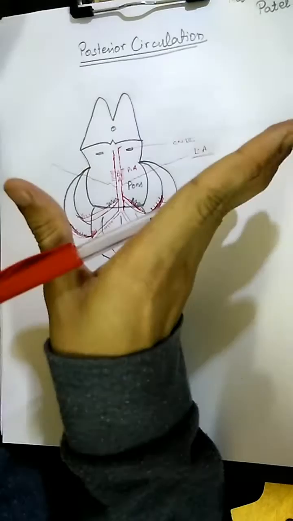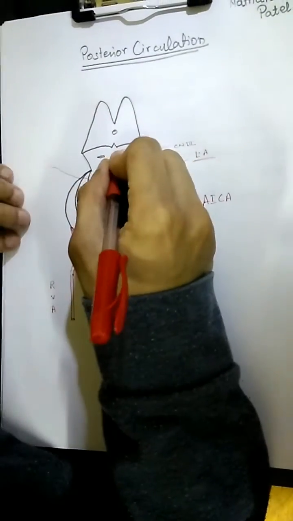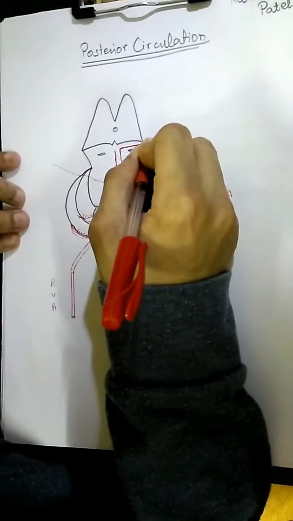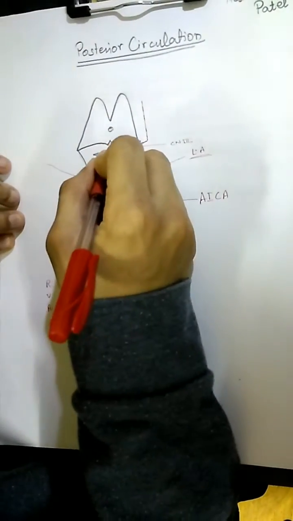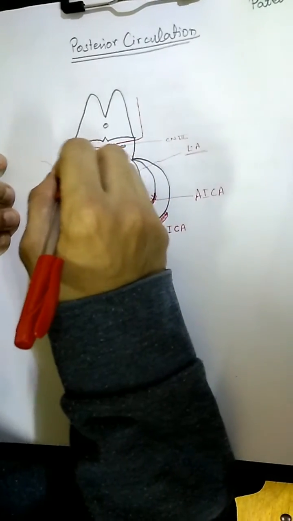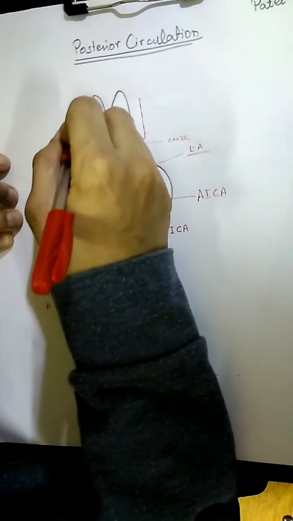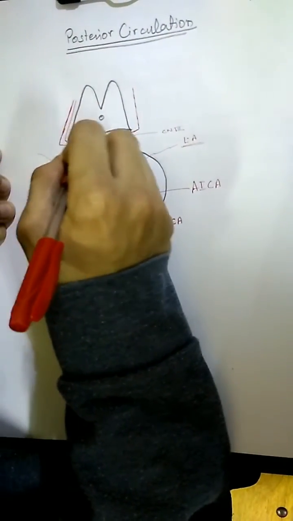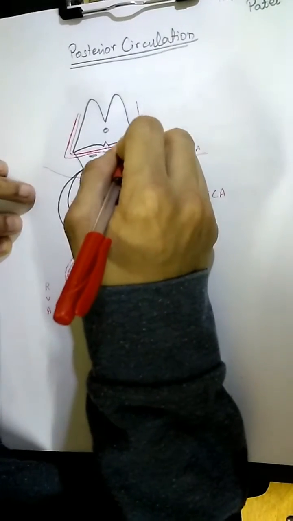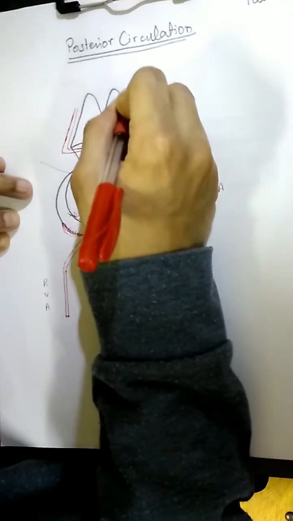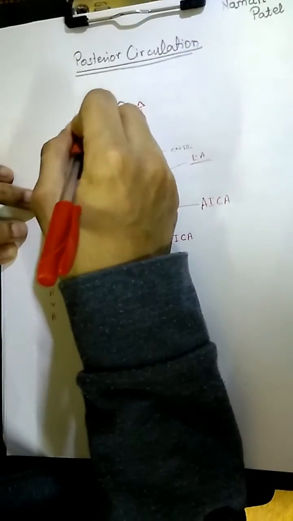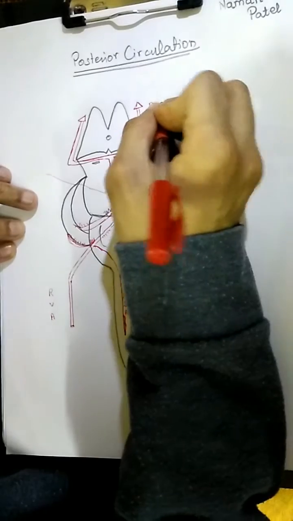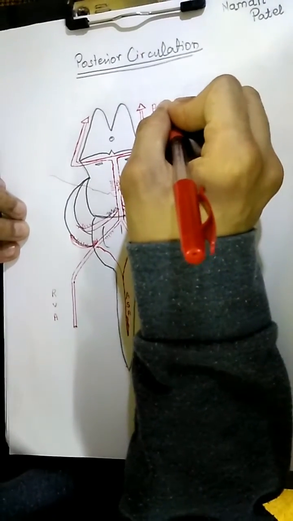be bifurcated, that is dividing into two parts, just right here, and it will make what? It will make posterior cerebral artery.